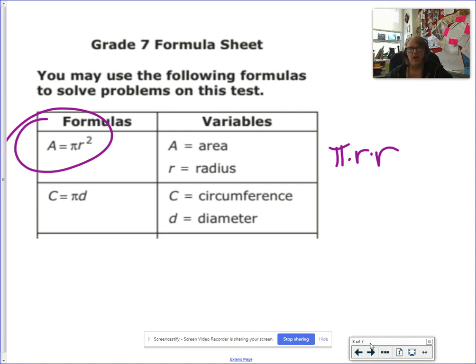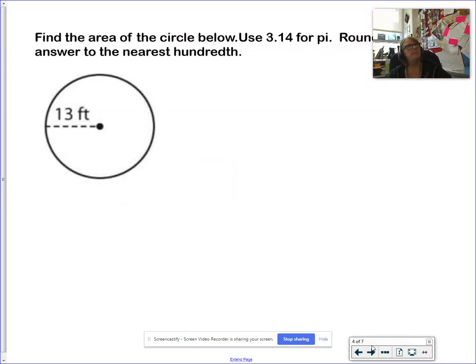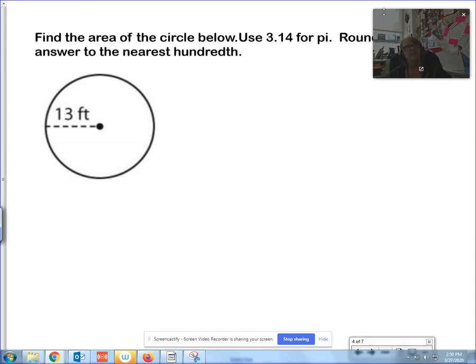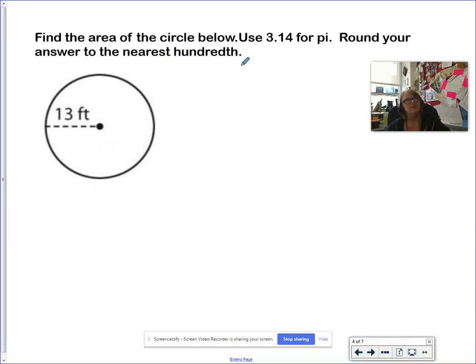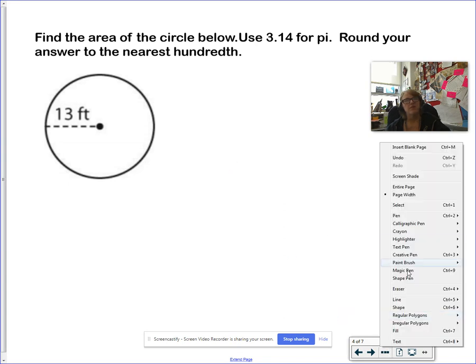Okay, got paper, got pencil, got calculator. Let's go. Here we go. Let's find the area of this thing. Oh, I can't get rid of my face. There we go. Find the area of this circle. Round your answer to the nearest hundredth. Okie doke. Here we go.